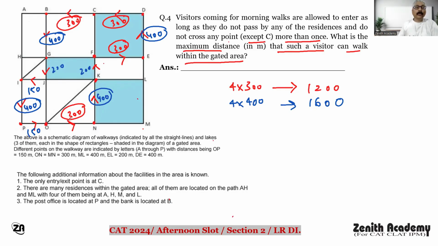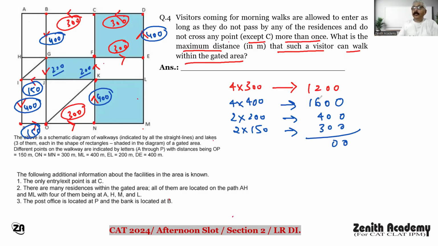Okay, now this 200. So 2 into 200 is 400. And now there's 150 and 150. 2 into 150, this is 3. So this is 0, 0. Keep adding the answers. 1, 35. Answer is 35. So this is question number 4.